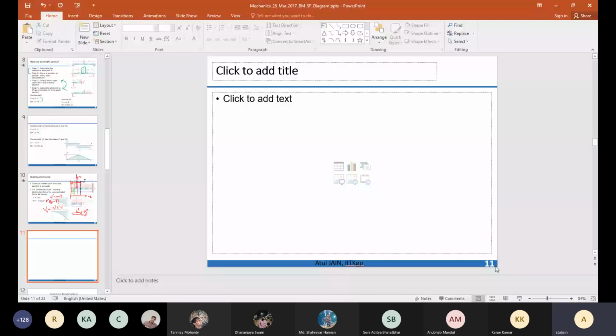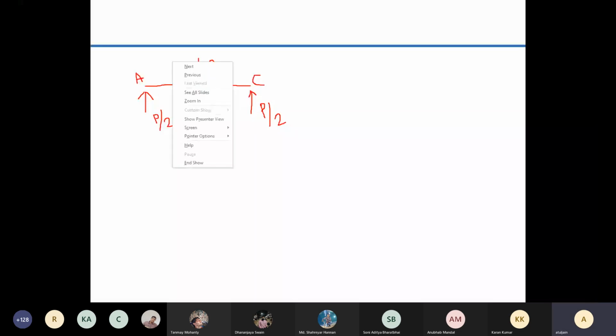Now, imagine I have a beam. This is P by 2. This is P by 2. At the midpoint, we have put P. Let's call these points A, B, C. Now the first section will be made here. The first section has to be made here. The second section has to be made here.